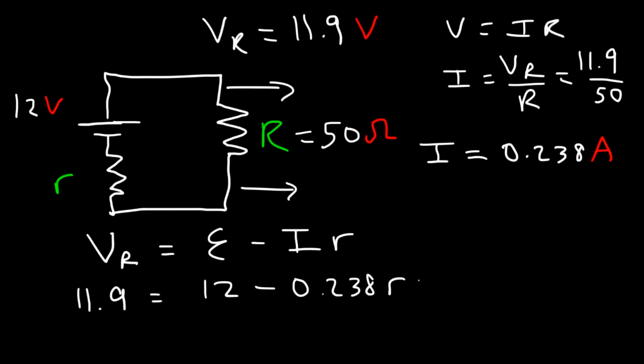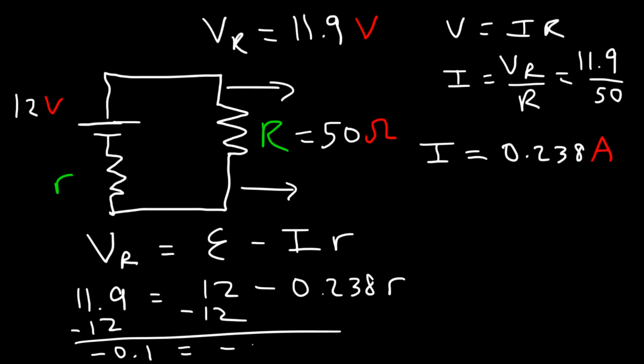So let's solve for R. So first, let's subtract both sides by 12. 11.9 minus 12 is negative 0.1. And that's equal to negative 0.238 R. Next, let's divide both sides by negative 0.238. So negative 0.1 divided by negative 0.238, that's 0.42. And so that's how you can calculate the internal resistance of a battery.